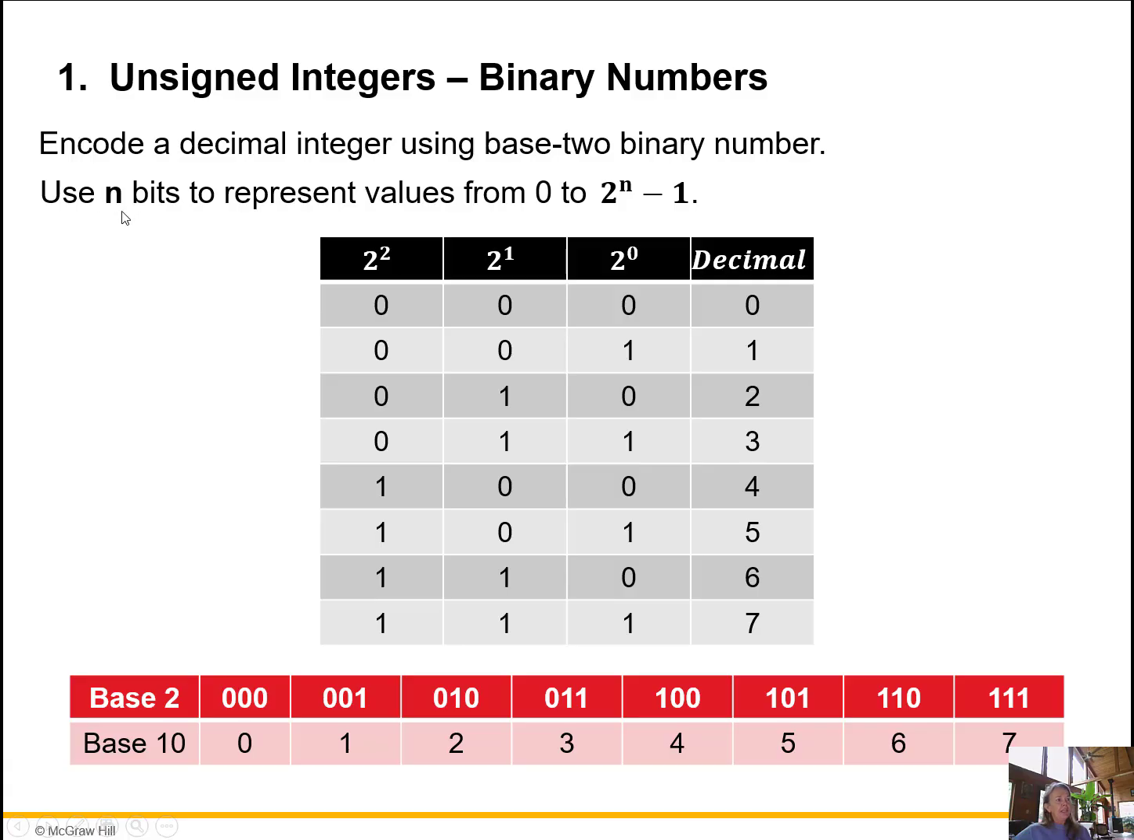Notice that if I have n bits, so in this case I have 1, 2, 3 bits, I have 2 to the n numbers that I can represent. So 3 bits, that's 8 numbers that I can represent, and it ranges from 0 to 7.